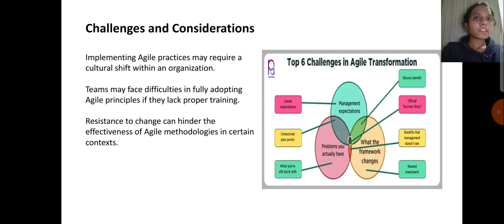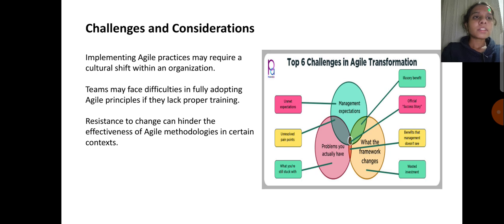And next is challenges and considerations based on the impacts of agile practices. Implementing agile practices may require a cultural shift within an organization. Teams may face difficulties in fully adopting agile principles if they lack proper training. Resistance to change can hinder the effectiveness of agile methodologies in certain contexts.